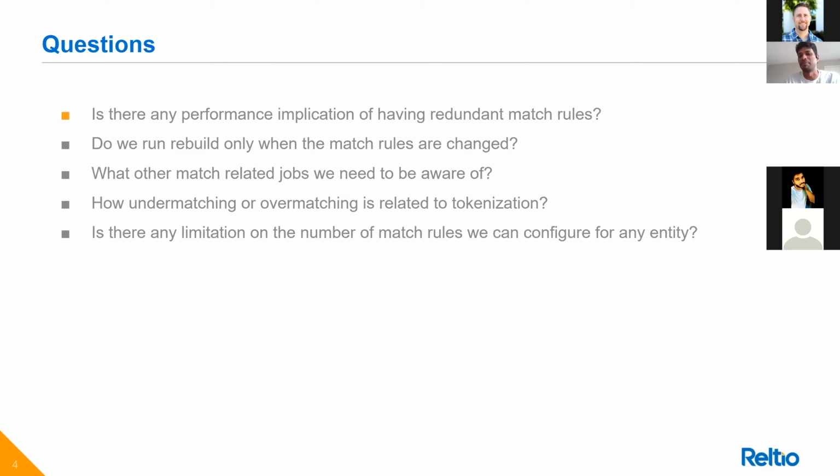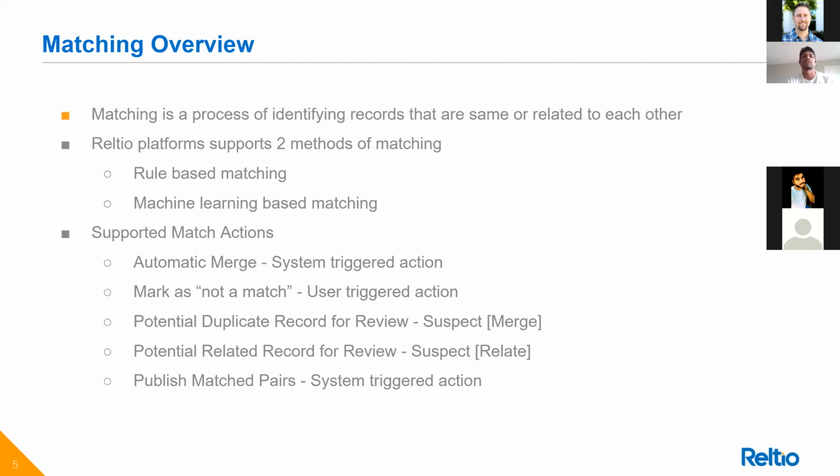Is there any performance implication of having redundant match rules? Do we rebuild only when the match rules are changed? What are the match-related jobs we need to be aware of? How is undermatching or overmatching related to tokenization? Is there any limitation on the number of match rules that we can configure in the Reltio platform? These are some of the questions that were asked, and we'll get through them as we go through my presentation. So a lot to cover, so let's dive in right away.